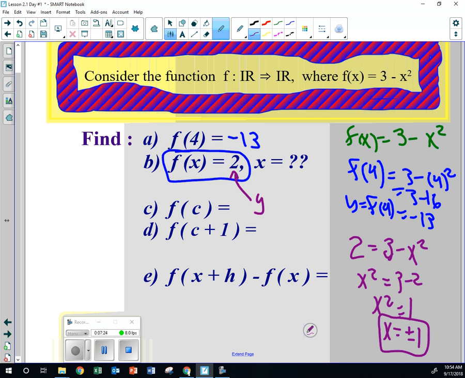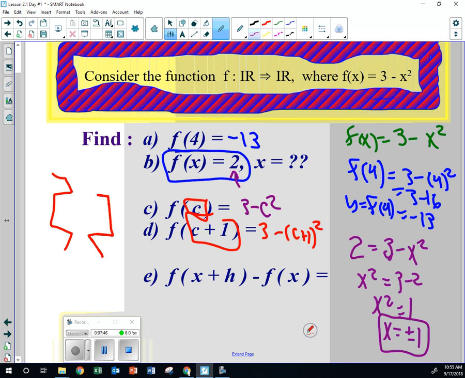We don't have to put numbers in. We could put letters in, variables in, like c. So this will be 3 minus c squared. Or if you wanted to, you could put in something more complicated, 3 minus c plus 1 squared, but it's still putting this into my function machine. You're putting in a c plus 1, and you get what comes out, 3 minus c plus 1 squared.